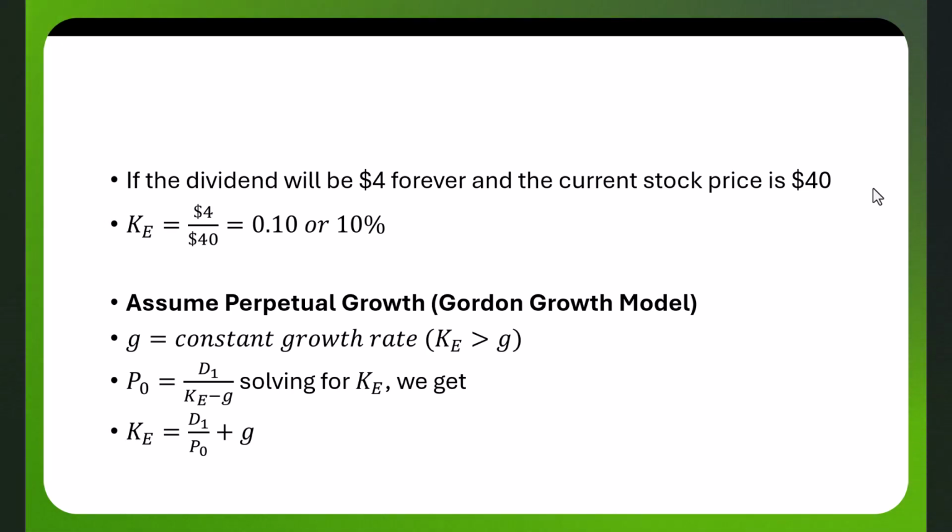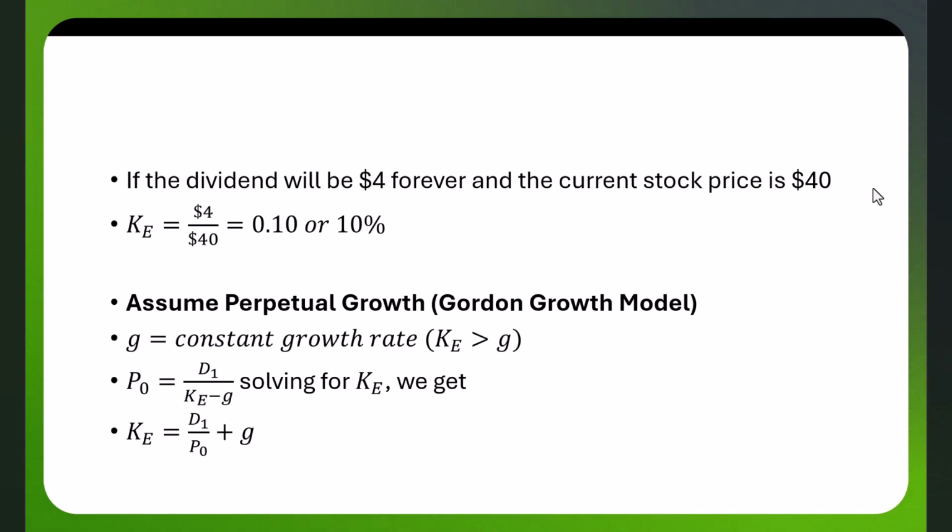This is known as the Gordon growth model. Here we assume that dividends will grow at this constant rate of G, and we're going to assume that the cost of equity is greater than the growth rate of dividends. And the reason we have to do that is that if G is larger than the cost of equity, you get sort of a nonsensical answer.